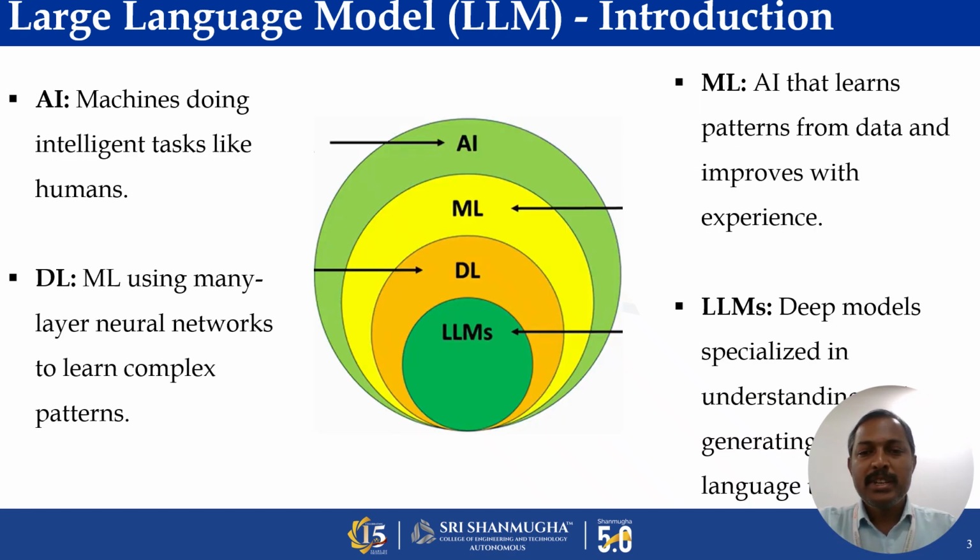Next, some of the basic things about AI, ML, DL, LLM. AI is machines doing intelligent tasks like humans. Next, machine learning: AI that learns patterns from data and improves with experience. Next, deep learning: ML using many-layer neural networks to learn complex patterns. Next, large language models: deep models specialized in understanding and generating language like humans.